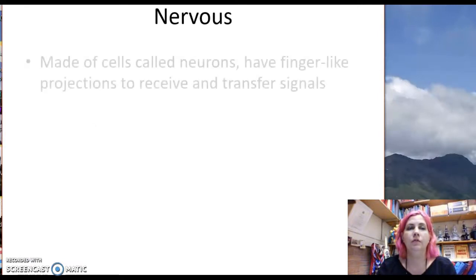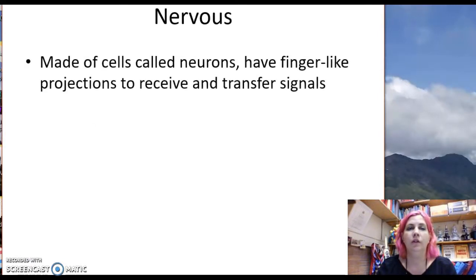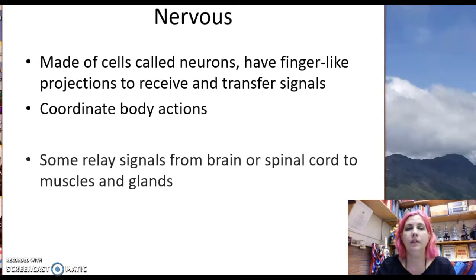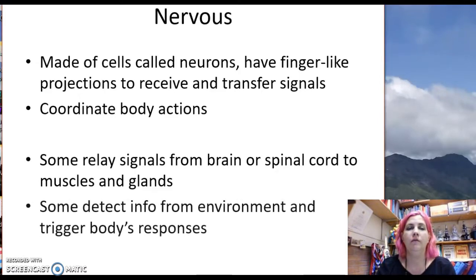Then we have nervous tissue. So these are made of cells called neurons. They have finger-like projections to receive and transfer signals. They coordinate body actions. So some relay signals from the brain or spinal cord to muscle and glands. Some detect info from the environment and trigger the body's responses.